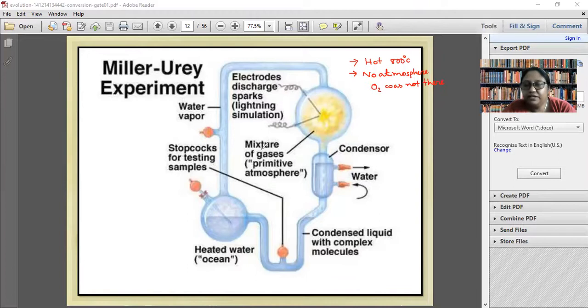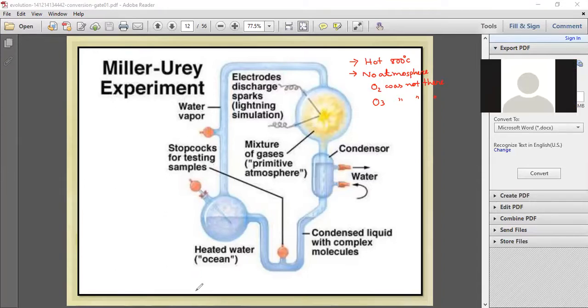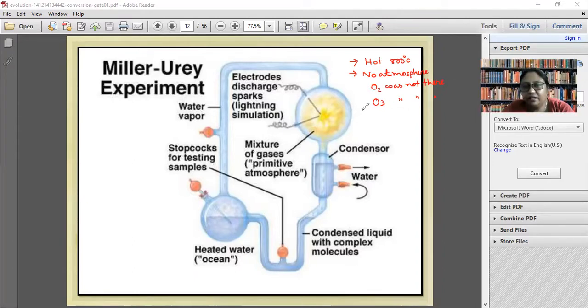So at that condition, O3 was also not there. So what will happen if ozone layer is not there? Class? What is the ill effect of not having ozone layer? Yes, Yesha. रेडिएशन से हार्म होगा हमको. So that means radiations were coming to the earth.